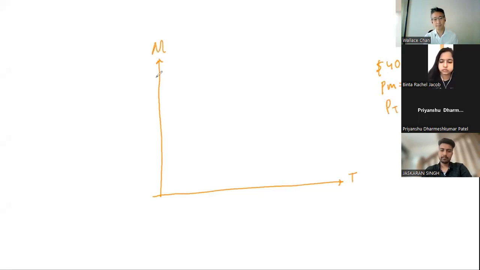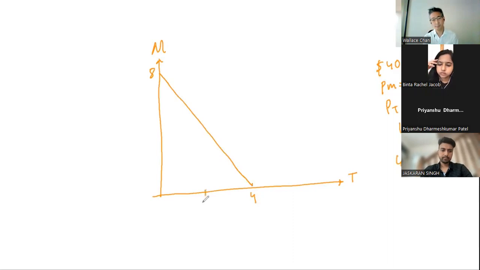So you had movies here, you had t-shirts here, and we drew the budget line like this. You can either buy 8 movies if you spend all your money on movies, or you can buy 4 t-shirts. So what is going to happen if the price of t-shirt doubles? If the price of t-shirt goes from $10 to $20, how many t-shirts can you buy now? You can only buy 40 divided by 20, so if you spend all your money buying t-shirts, you can only buy 2 t-shirts.